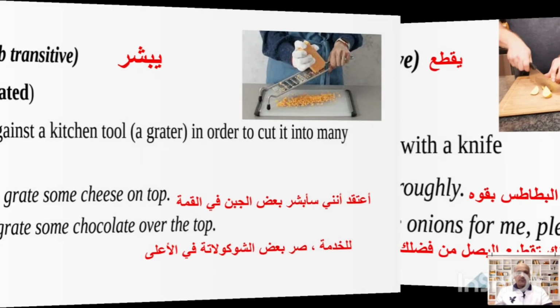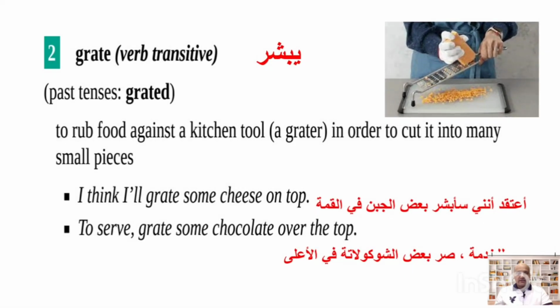Number 2. Grate. This verb is a transitive verb and the past tense of grate is grated. We add D at the end of the verb if you want to speak about something that happened in the past, which means to rub food against a kitchen tool in order to cut it into many small pieces.